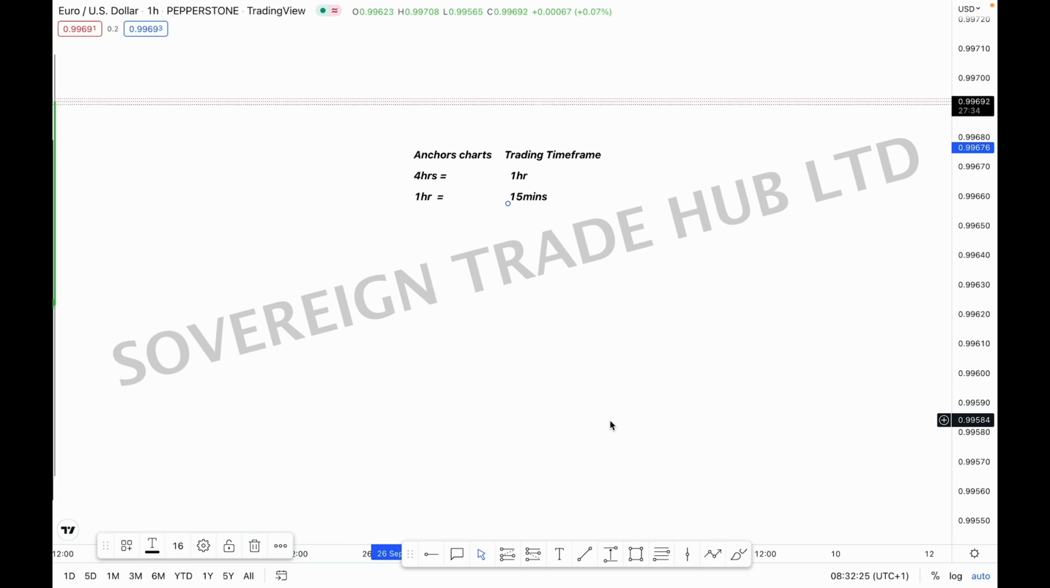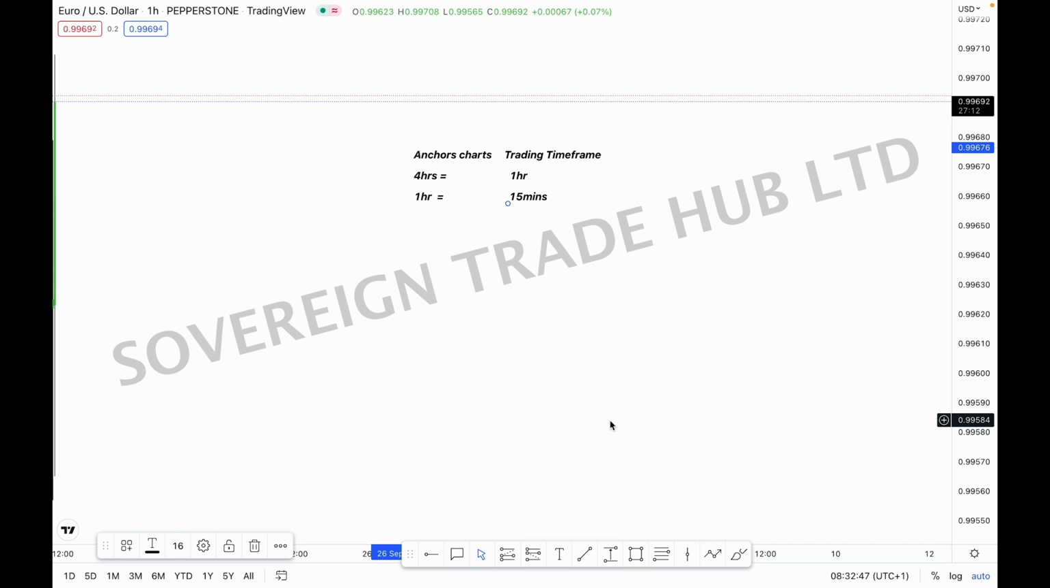So you trade the bias of the 4 hours on the 1 hour, and you trade the bias of the 1 hour on the 15 minutes. This is how I do it. If I'm trying to trade the 1 hour chart, I should be looking at what's happening on the 4 hours chart, and I would not negate or go against the flow on the 4 hours. And if I'm trying to trade the 1 hour, I should be looking at what's happening on the 15 minutes.